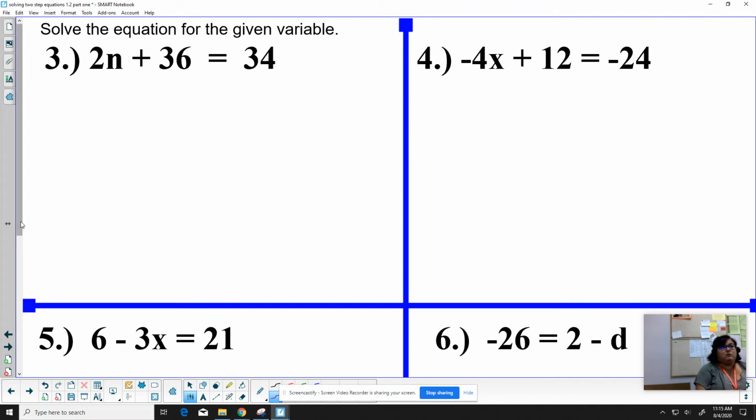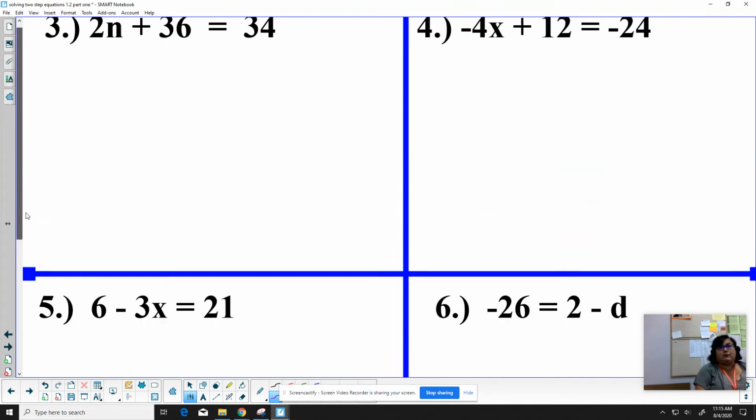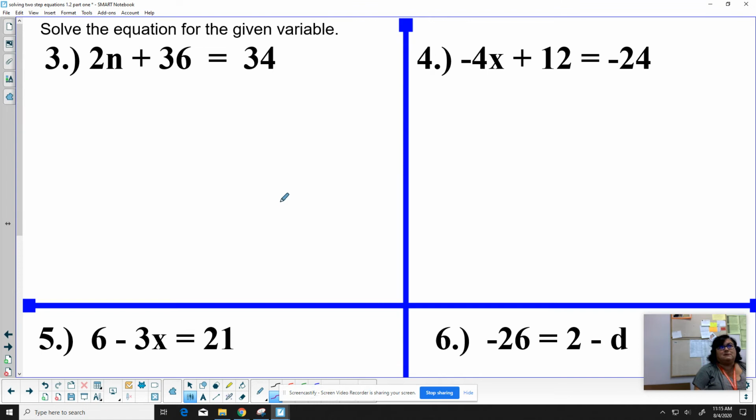Okay, so I have some other ones that you can do if you'd like to pause and give these a try. Any of them. I can go through them real quick, but if you would like to try them by yourself, pause right now and try them. And then I'll go through them really quick and you can see if you're right.